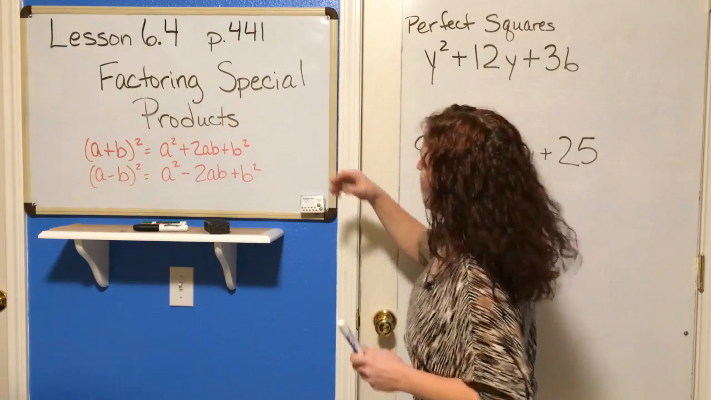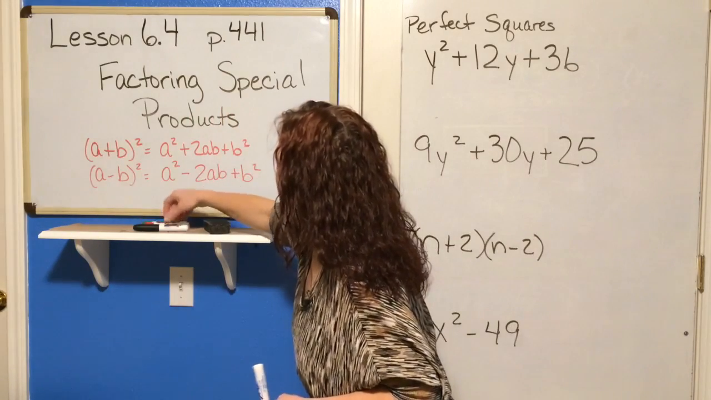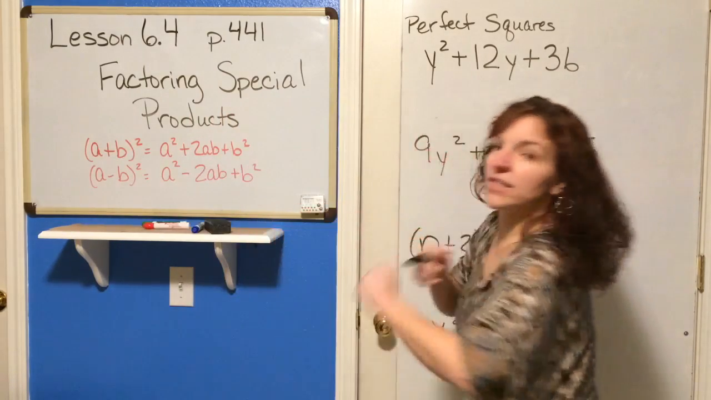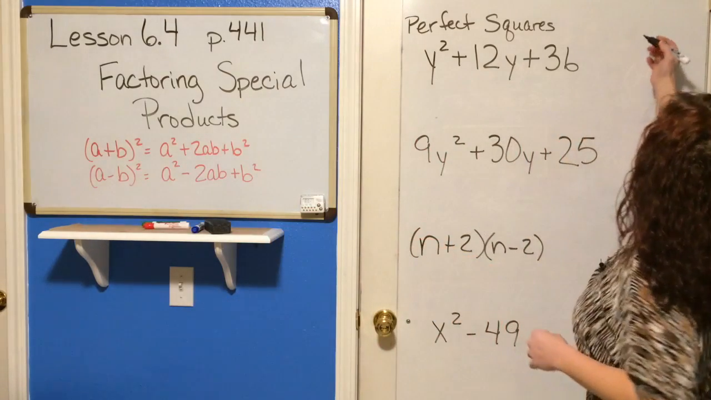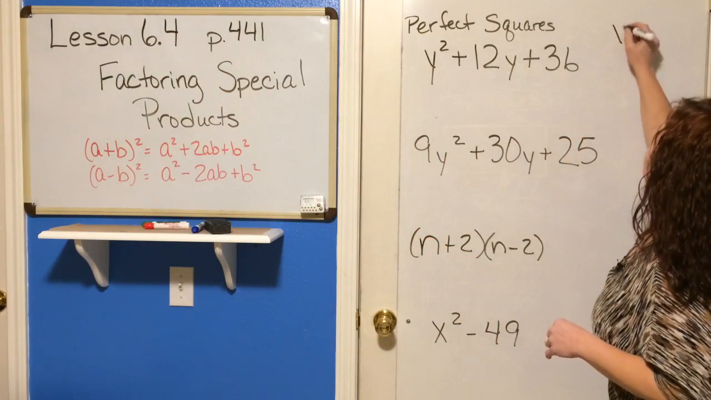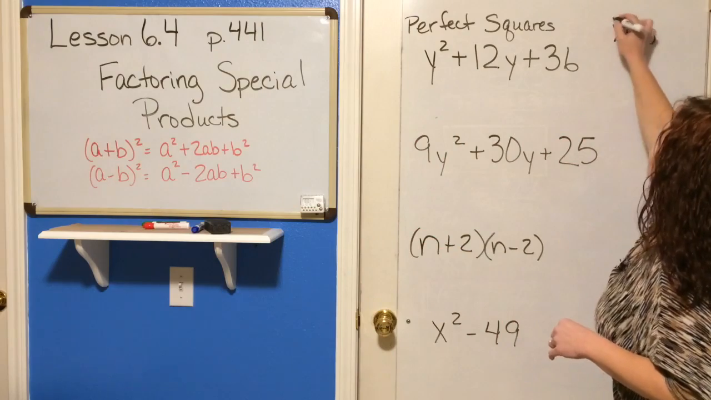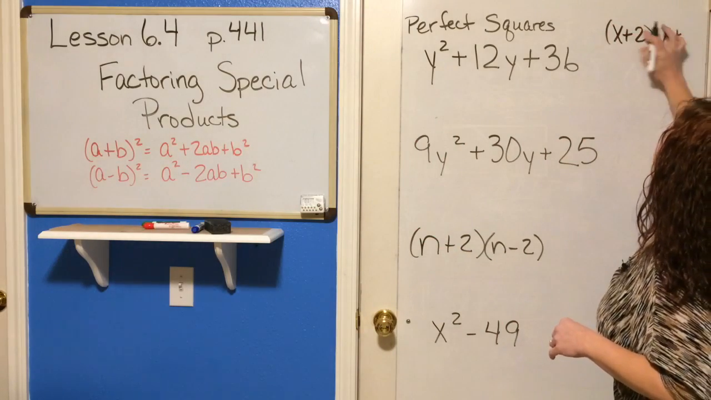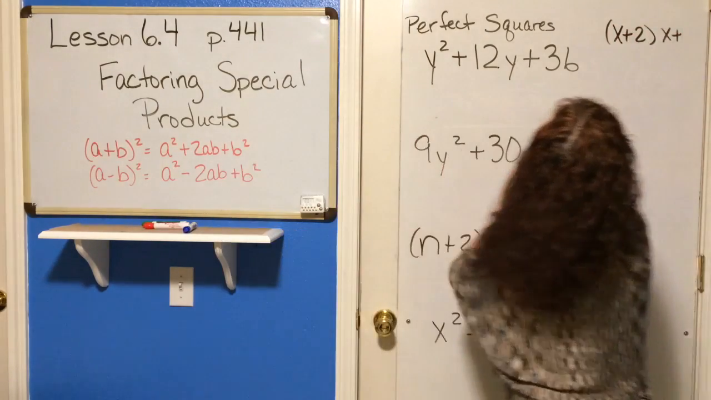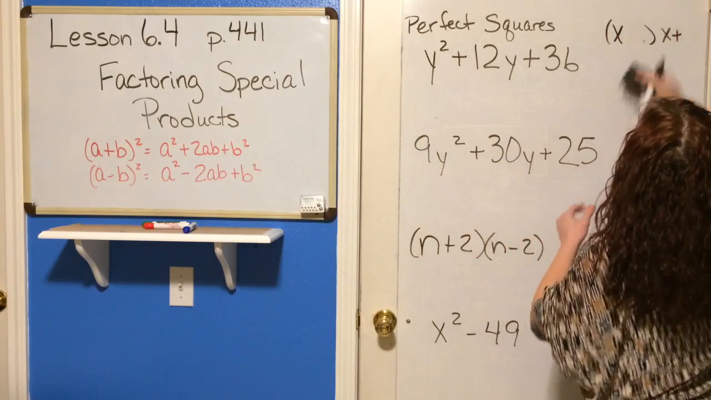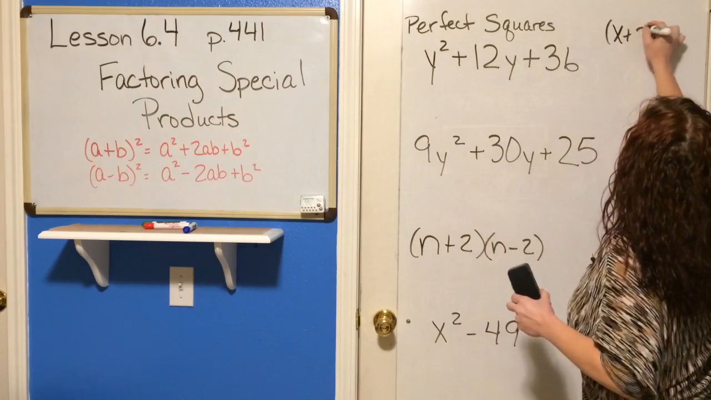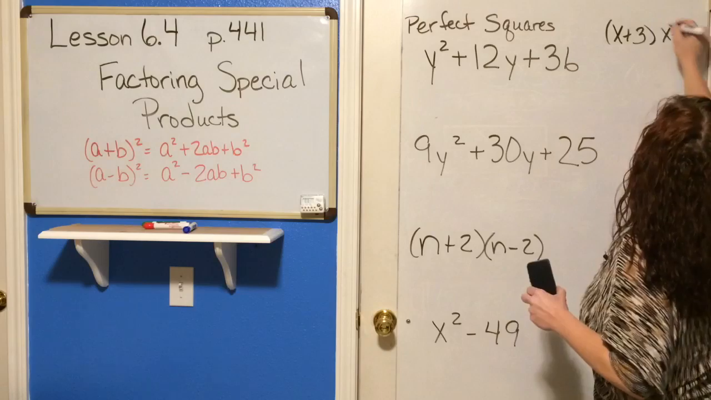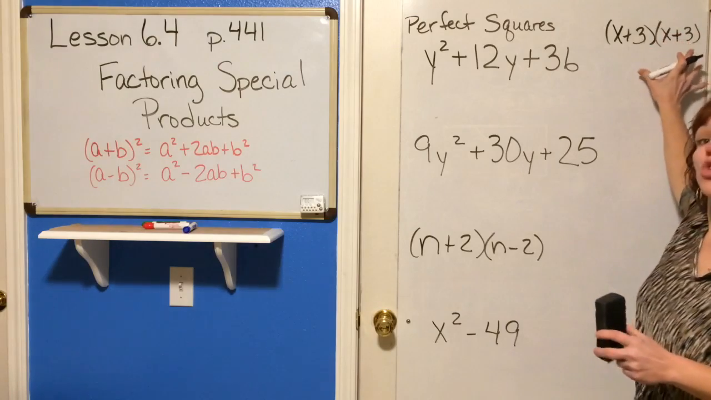So let me just make up one. If you've got x plus 2 times x plus 2, and you know what, I'm going to change that to 3 because it's hard to tell when is it squared and when is it times 2 if you've got a 2. X plus 3 and x plus 3, and let's multiply these together. So x plus 3 squared.